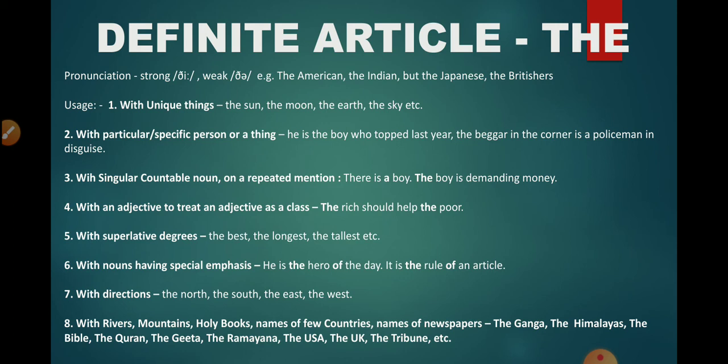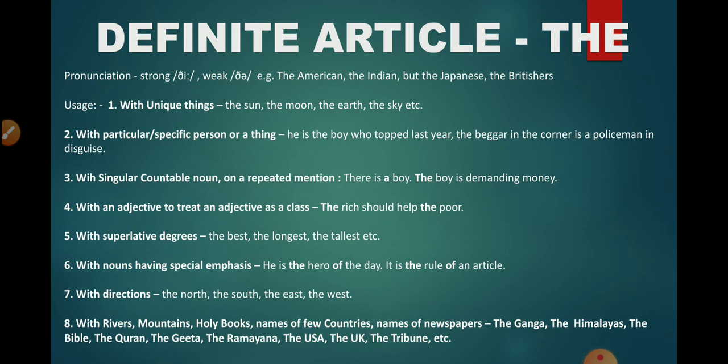So once we have got of after a common noun, it is quite common to use a definite article before that common noun.